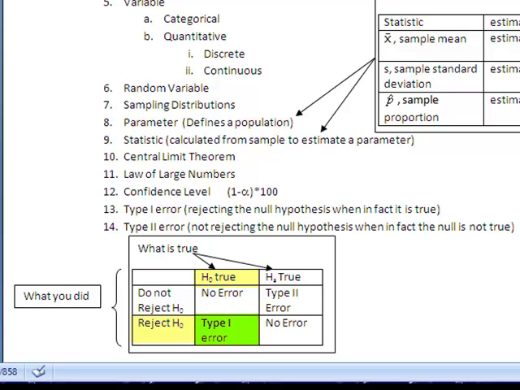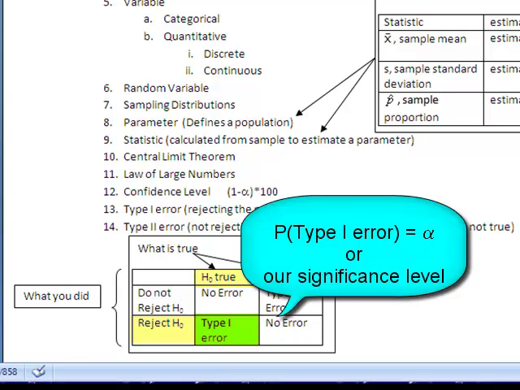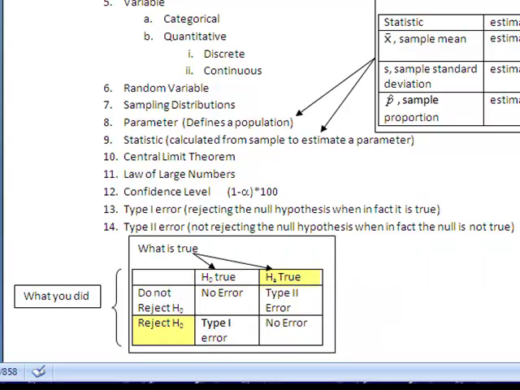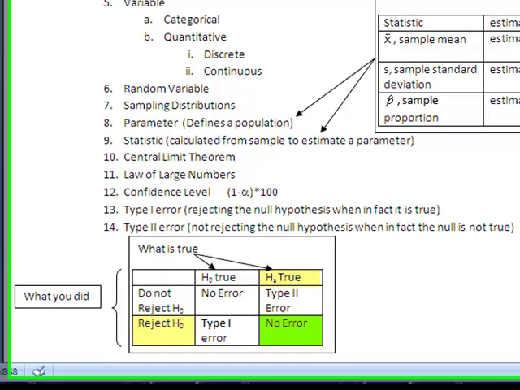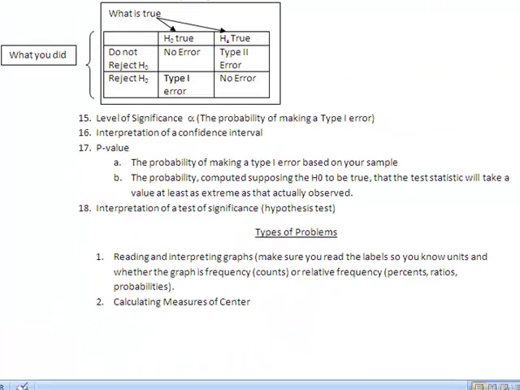And in fact, as we're going to find out in a couple of minutes, the probability of making that type 1 error is what we call alpha, or our significance level. Now if we reject H0 when the alternative was true, then we did great. That's exactly what we wanted to do. So as I said, the level of significance, which we denote by alpha, is the probability of making a type 1 error. Now you guys need to know how to interpret a confidence interval.